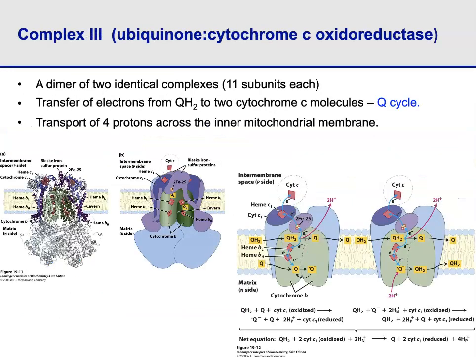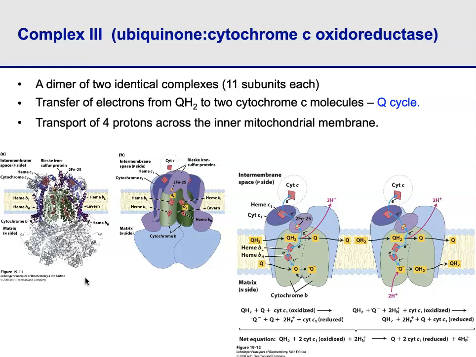All right, complex 3. Structurally, complex 3 is made of two identical complexes. Each of these complexes is made of 11 subunits, and the two complexes made of 11 subunits are identical. Let me clarify that. You have one complex made of 11 subunits, and then another complex made also of the same 11 subunits, and then they bind together, and that's how complex 3 is formed.